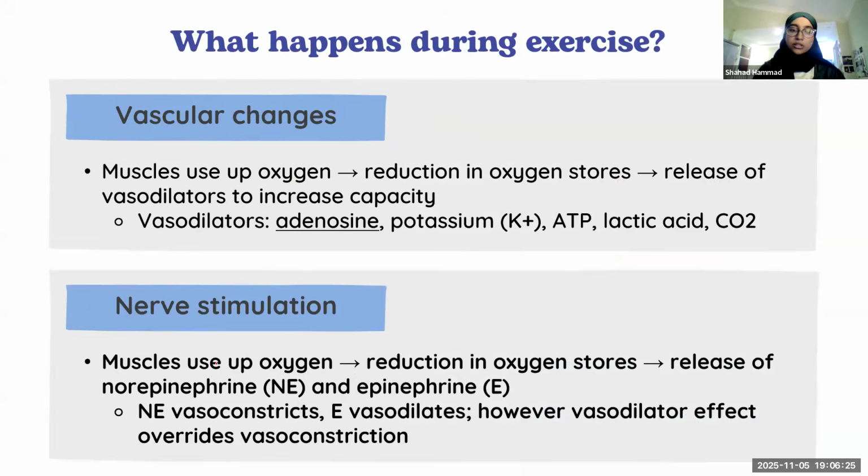Vascular means the blood vessels and nerves means nerves, self-explanatory. So again, we have this increase in blood flow, increase in the rate, and we have increased capillary density. Is this enough? No. What we want to do further is increase the diameter of the blood vessels.